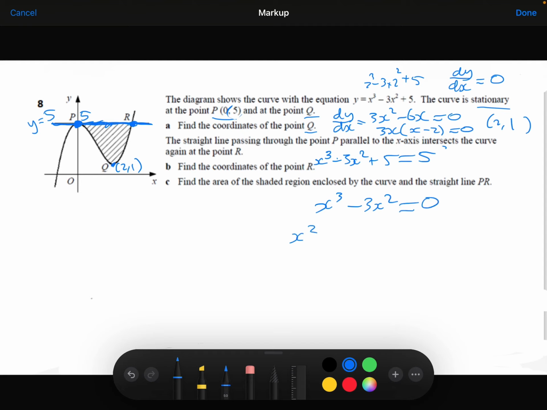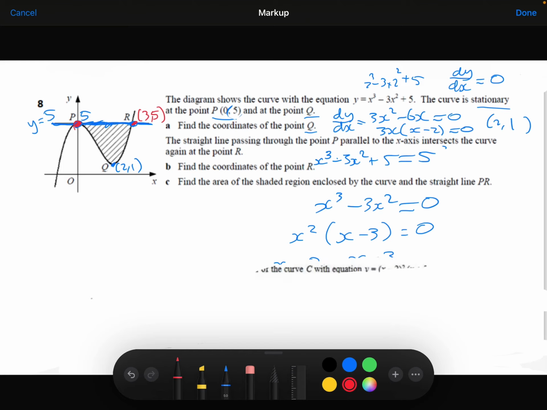factorise, so I can take an x squared outside here. And now I can see that x equals 0 is one solution, or x equals 3 is another solution. The x equals 0 obviously corresponds to the point P here. The x equals 3 must correspond to the point R. And to work out the y coordinate there, well, we already know that the y coordinate is 5. So that's the answer to part B of this question.